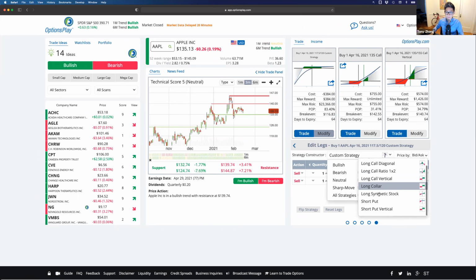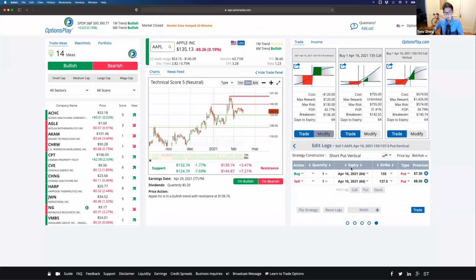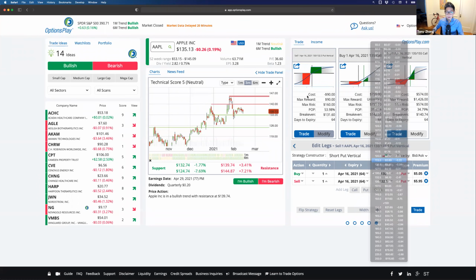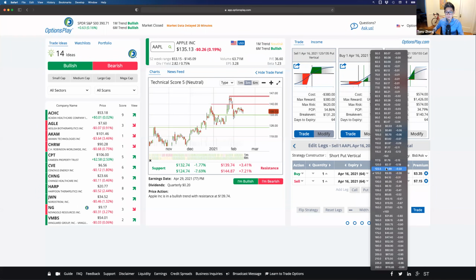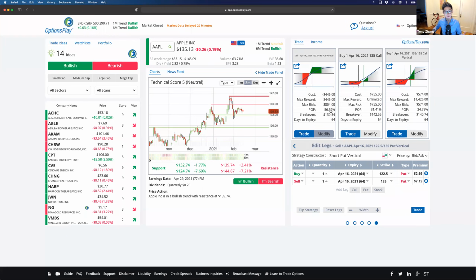I'm sorry, short put vertical. What you're doing is you're selling a credit spread here. So you're selling the 135s and you're buying, let's say, a 125 or a 122.5. That reduces your overall risk, but it also reduces your overall income.